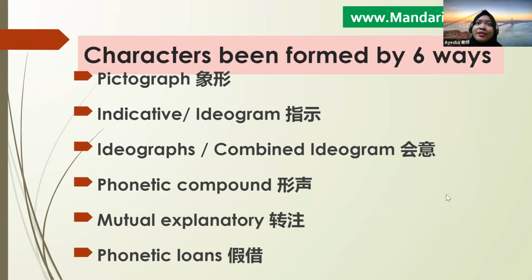Now, moving on. How do we recognize these characters, and how did they come about? Mandarin characters are formed in 6 ways, as you can see here. The first one is pictograph. Pictograph is very straightforward.